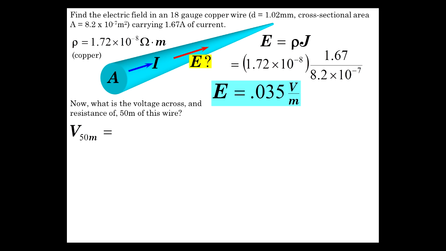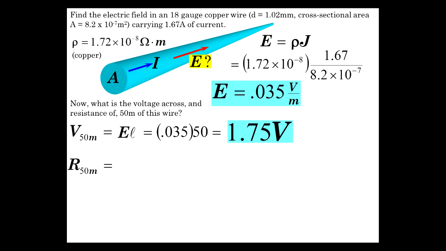Well, the voltage, V, is equal to E field times length. The E field was given, or we computed it, and the length is given, which gives us 1.75 volts. So for 50 meters, 1.75 volts. Not a whole lot. Realize, of course, that as current goes up, the E field will go up because the current density goes up. So all this changes when the current increases.